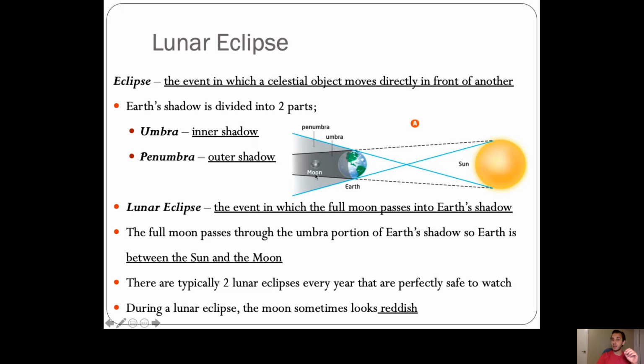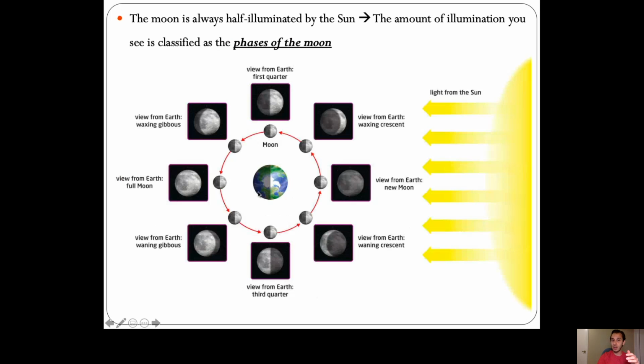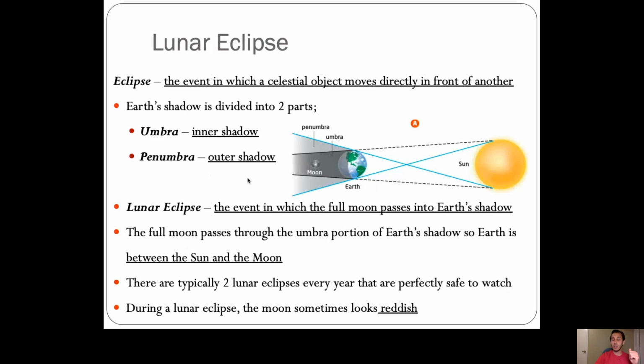All right, so you can see that in this diagram here as we sort of start to see what a lunar eclipse might be. So a lunar eclipse is the event in which the moon passes into Earth's shadow. So the moon isn't always directly behind Earth. I know that in this diagram it looks like it is, but there's different angles going on, and so very rarely is the moon actually obstructed by the Earth, because it's a little bit above the Earth or a little bit below the Earth. But there's odd occasions where the moon will pass into Earth's shadow.